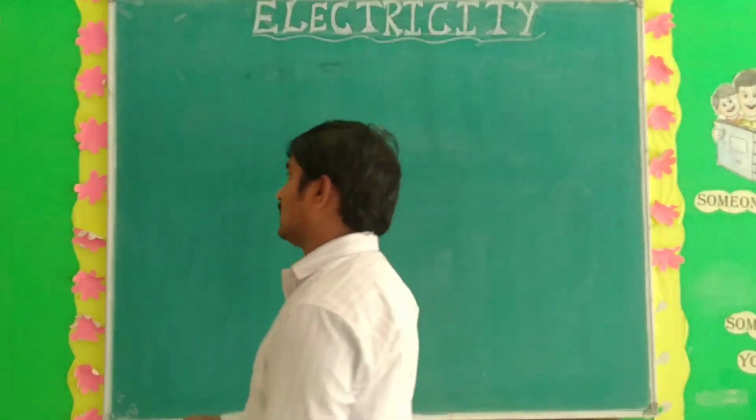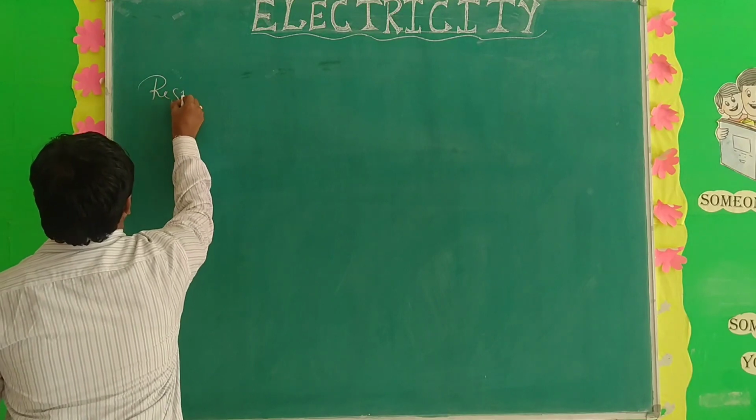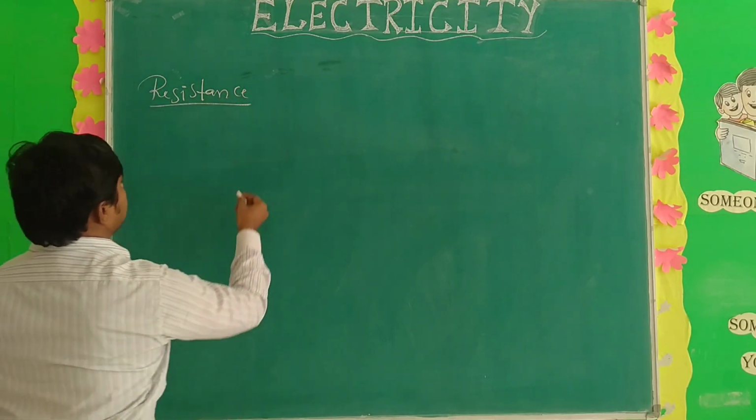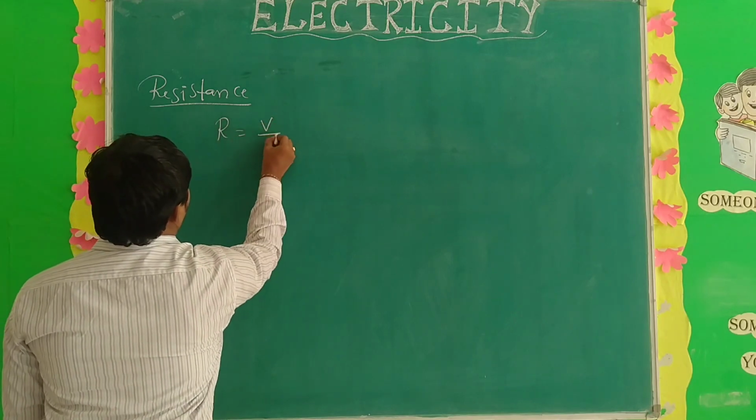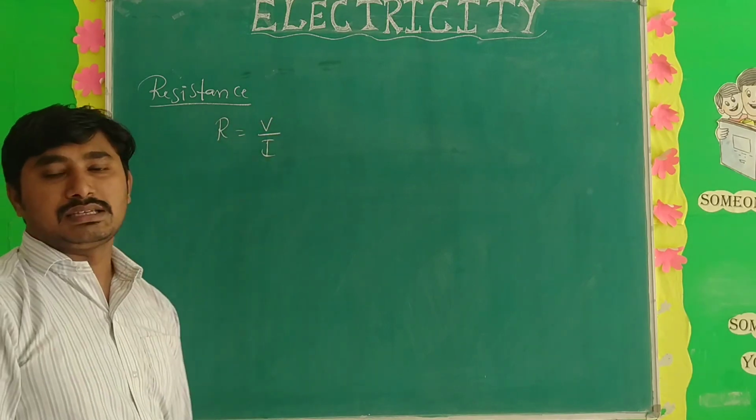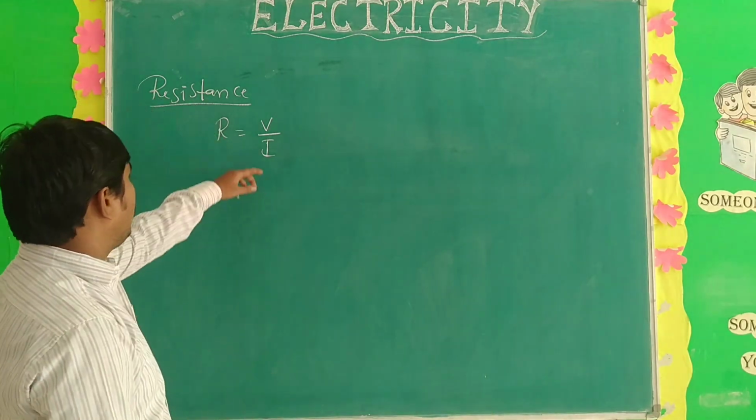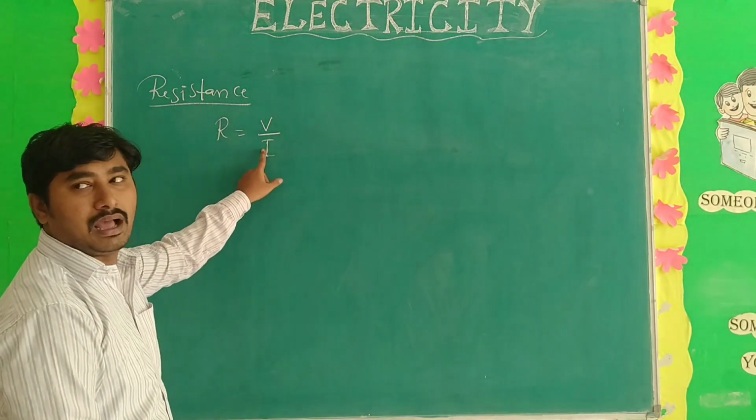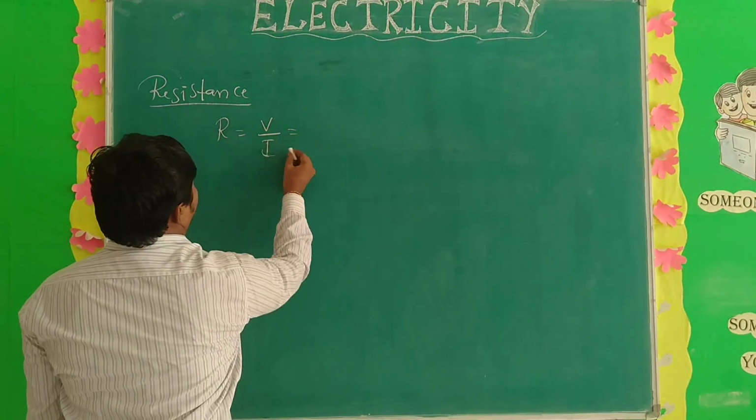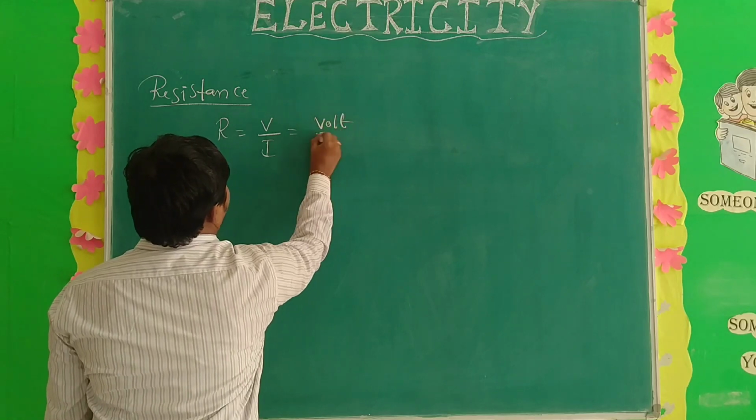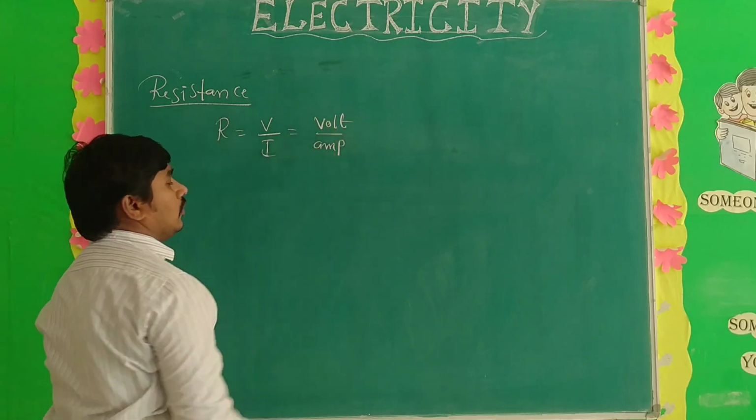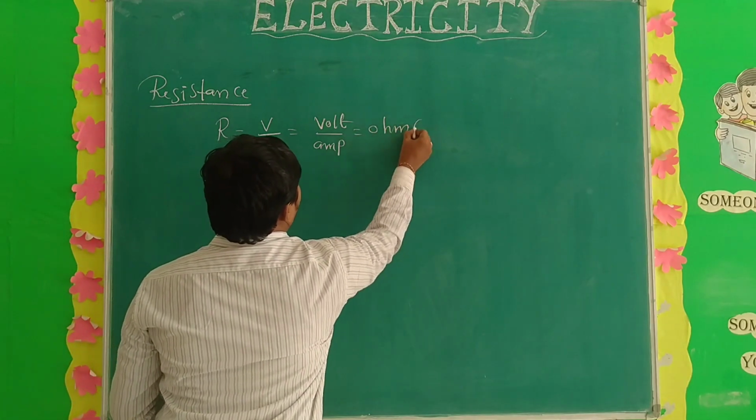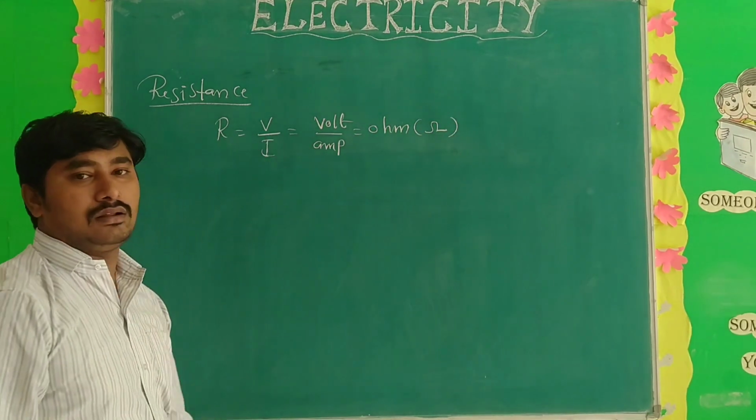See here, what is resistance and the resistance formula? The resistance formula is R equal to V by I. Resistance R equal to V by I, means potential difference per unit current. And what are the units of potential difference by current? That is volt by ampere. Volt by ampere is nothing but ohm. The symbol is the symbol for ohms.